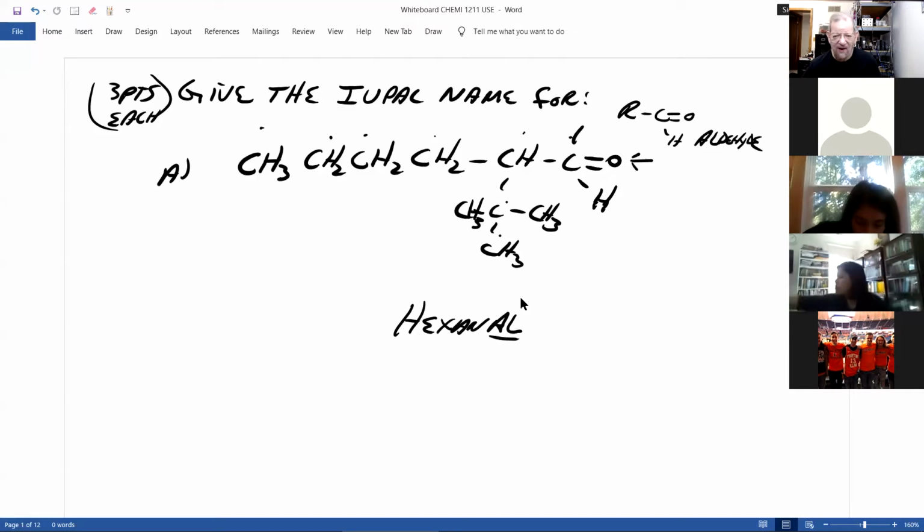This is carbon 1. This is carbon 2. This is a t-butyl group. So it'd be t-butyl hexanal.